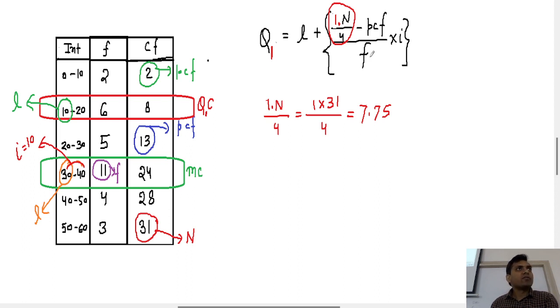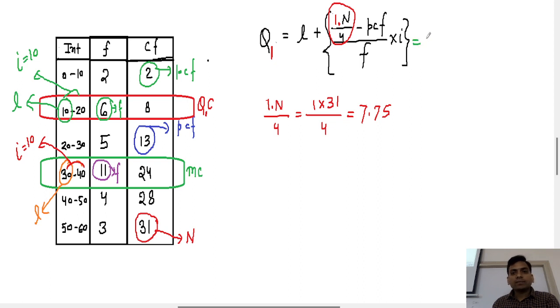Now next term, F. F is the frequency of the Q1 class. So the frequency of the Q1 class is what? 6. So this is F. And I is the interval. So I is again 10. From 10 to 20 there is a gap of 10. So I is equal to 10. So now we will put values in the formula. Then you will get your answer.